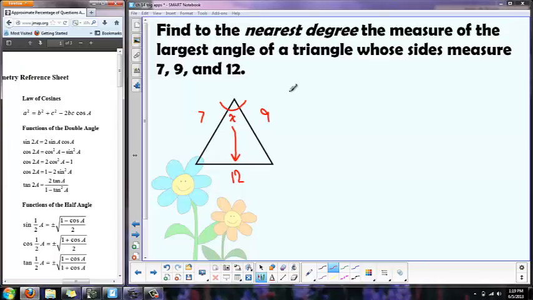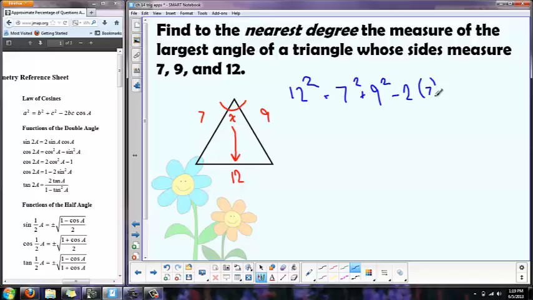So 12 squared is equal to 7 squared plus 9 squared minus 2 times 7 times 9 cosine of x.